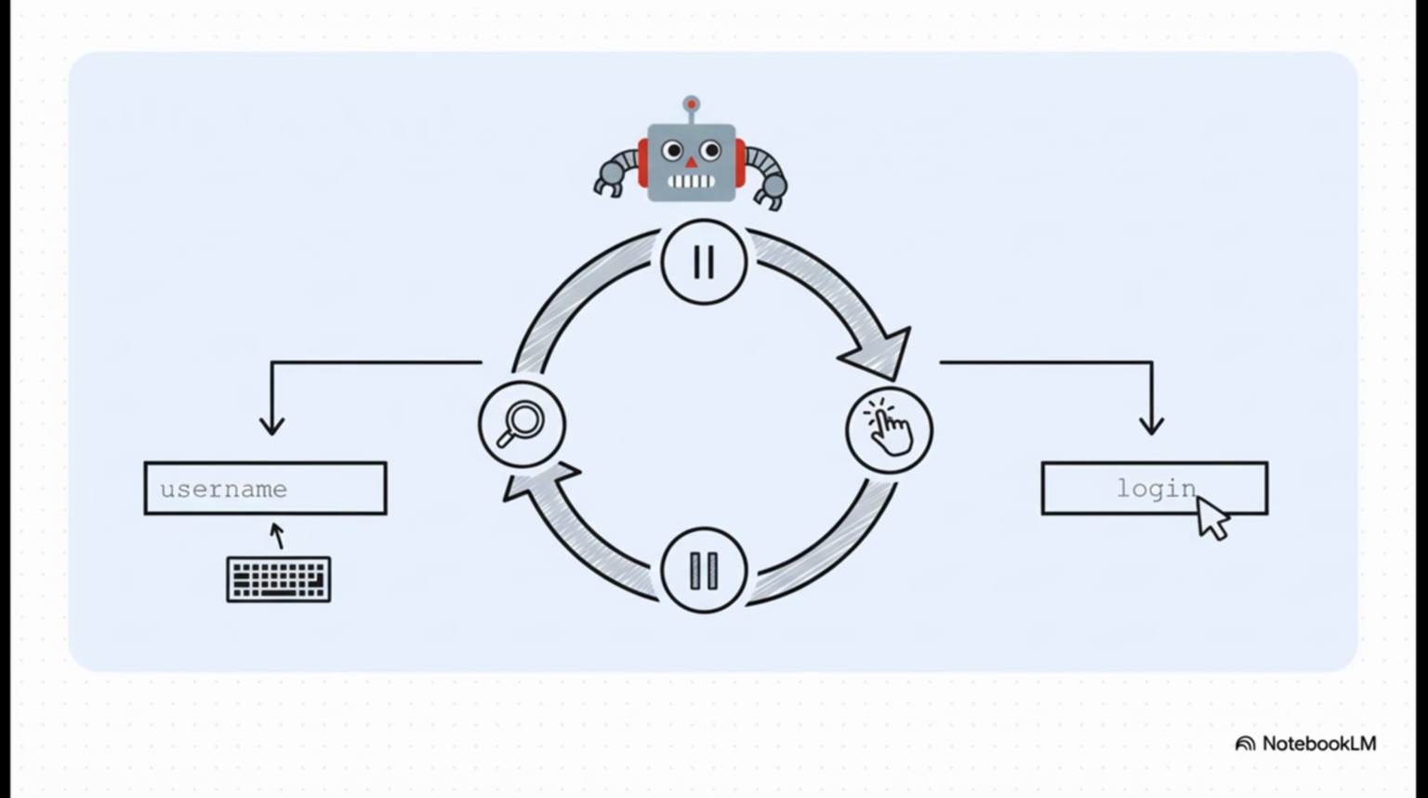So let's see how this looks in practice. To type test user, we start with await. Then we locate the field, page.getByLabel username, and then we tell it what action to perform, .fill test user. Same deal for the login button. We start with await, then we locate the button, and then we tell it to .click. You see that pattern? Await, then locate, then act. It's the core of every single command.